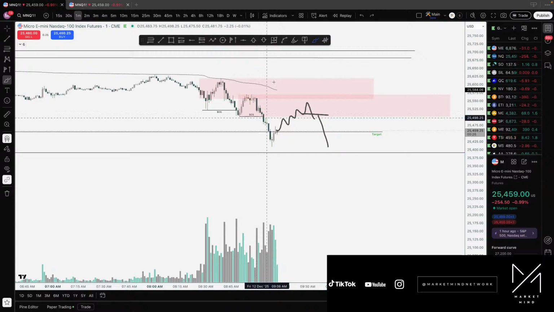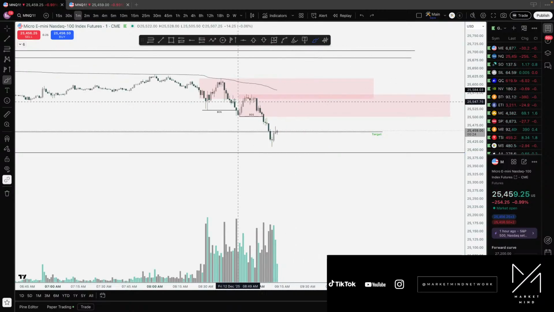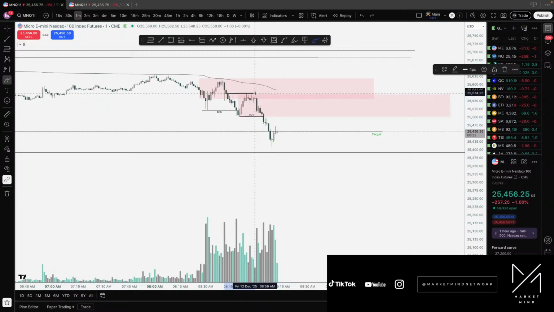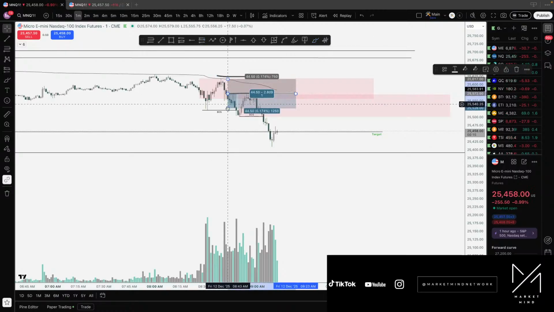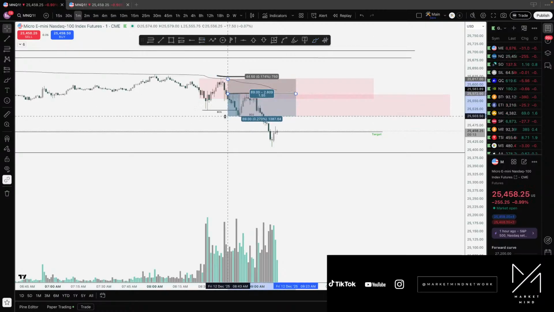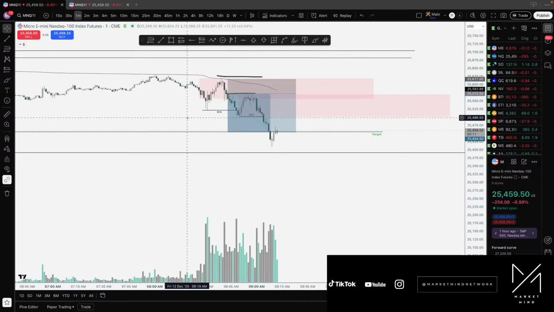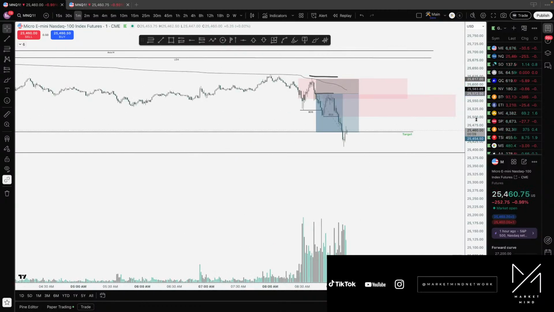So this was our entry in the morning, right here. This was our entry. This was our stop loss. So this is where we got in, and we pretty much took it up to here. This was the target.